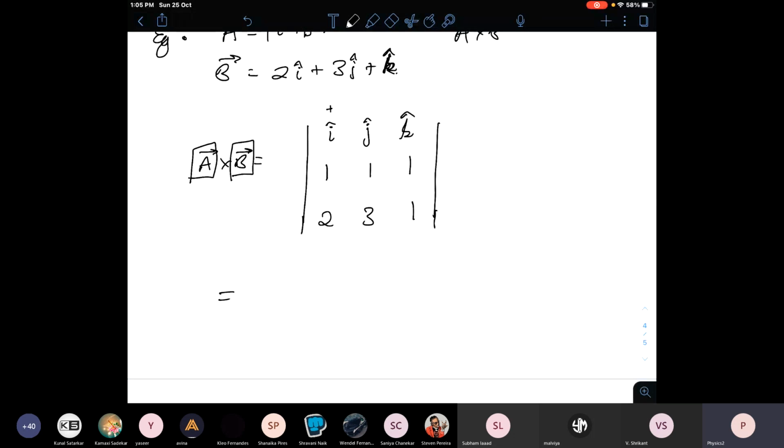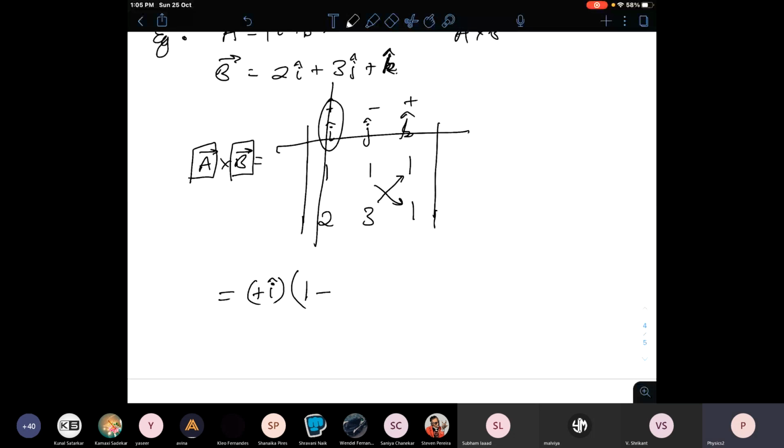Plus, minus, plus. Remember, plus i cap, coefficient of this, remove this row and column. I am left with 1 and 1, and 3 and 1. So I will write it as 1 into 1, 1, minus 3 into 1, 3, minus 3. Now remove this.